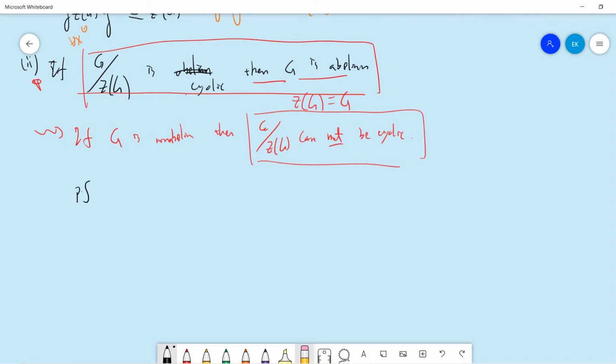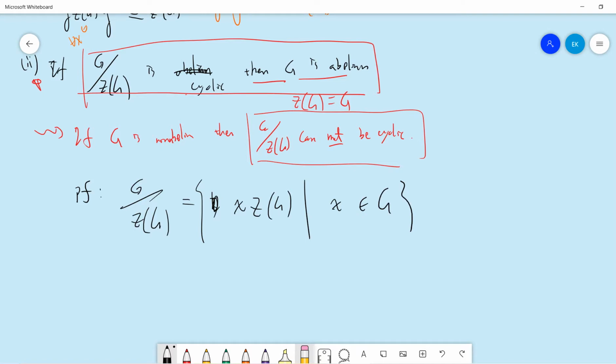Now we try to prove it. Suppose G quotient ZG is cyclic. Right, so that means G quotient ZG can be generated by some T, right? And so G quotient ZG is basically the set of X times ZG, where X is in G, right? So this is the definition of a coset, and I assume that this is generated by some T, so basically it's generated by TZG.